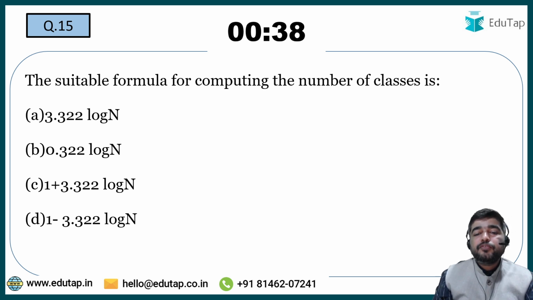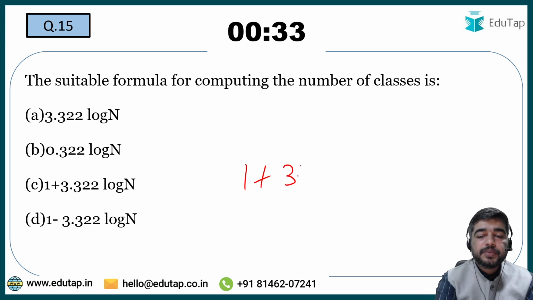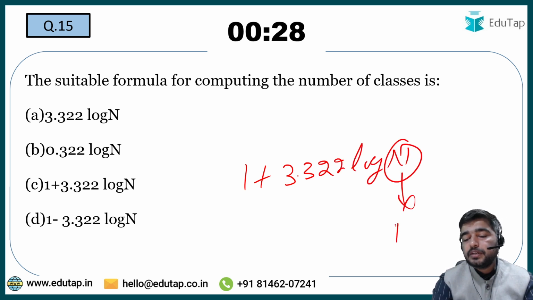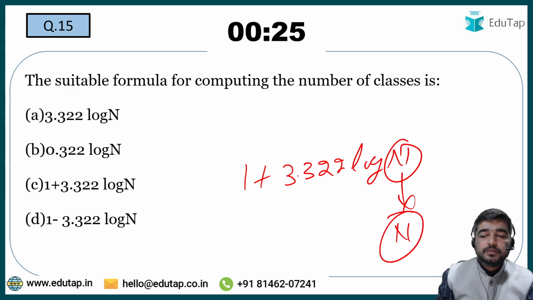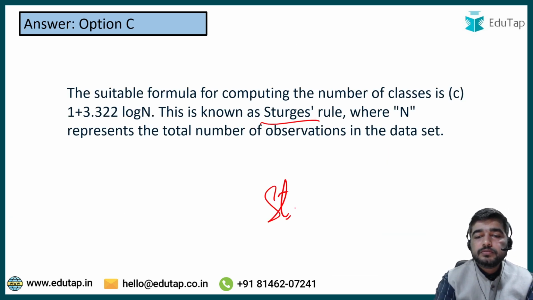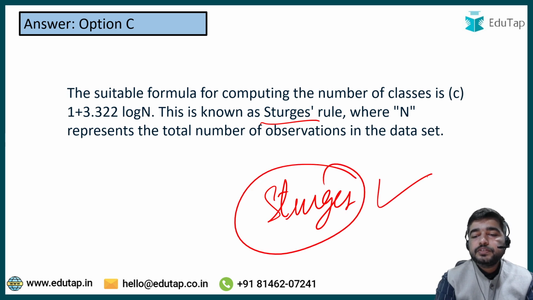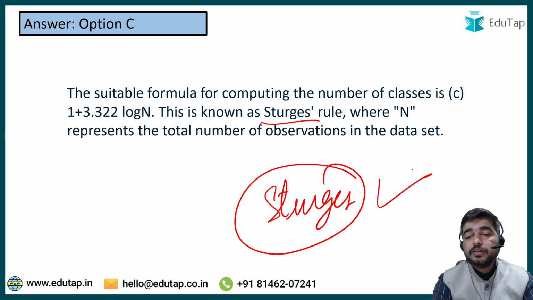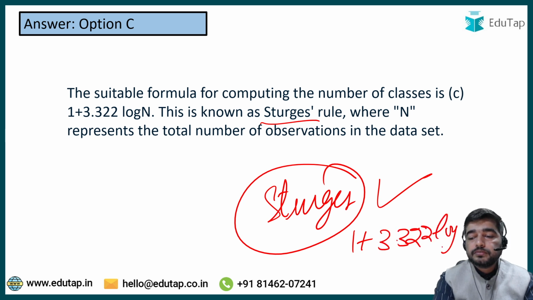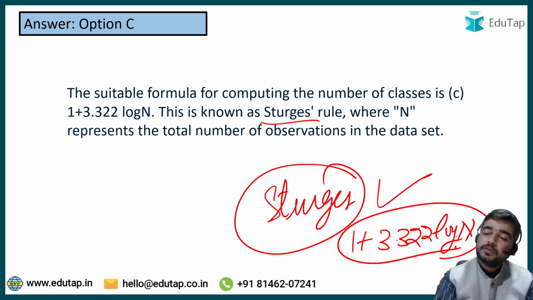The suitable formula for computing the number of classes is 1 plus 3.322 log n, where n represents your total population. This is called Sturges' rule. While making the frequency distribution table, you can select the number of classes, and it is given by 1 plus 3.322 log n. You have to remember this.